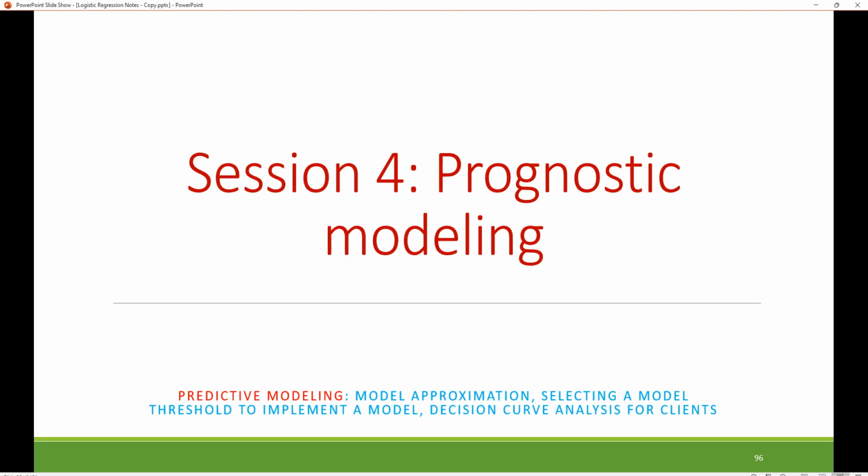And that's it. That's the last session. Next week we're going to do session 4 on prognostic modeling, and that's going to be how we implement a predictive model and put it into use.